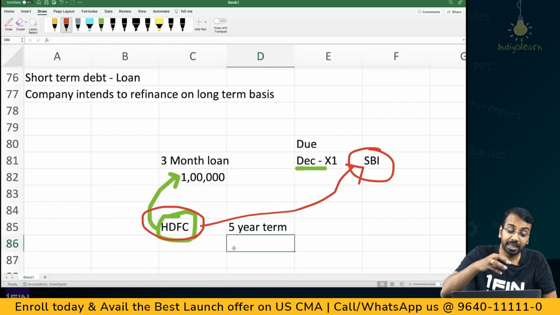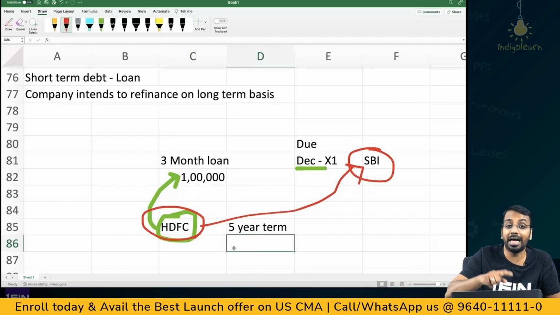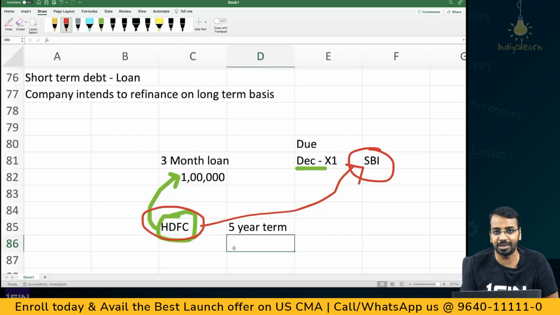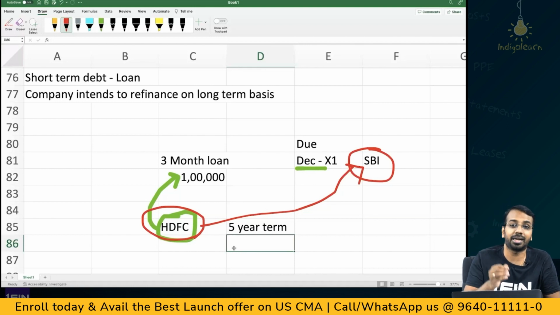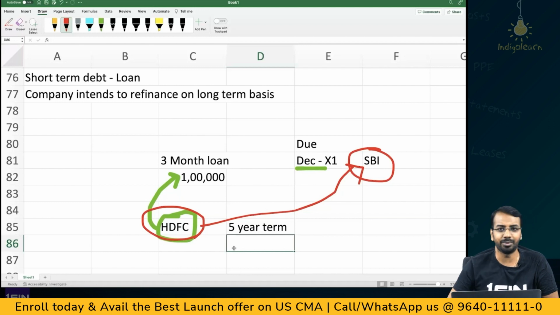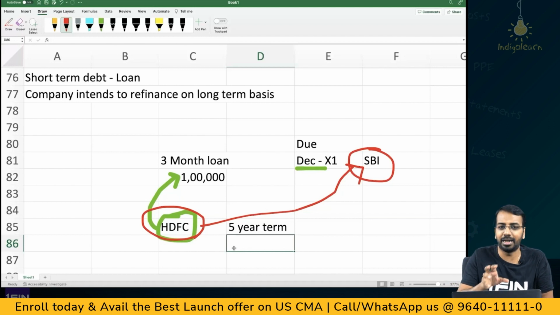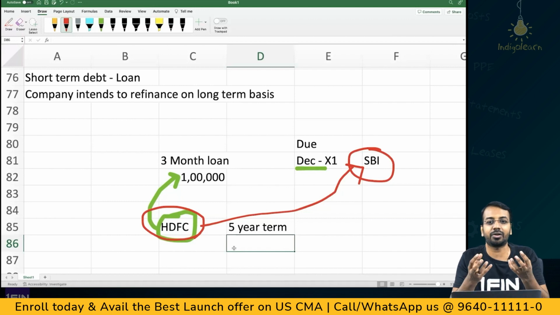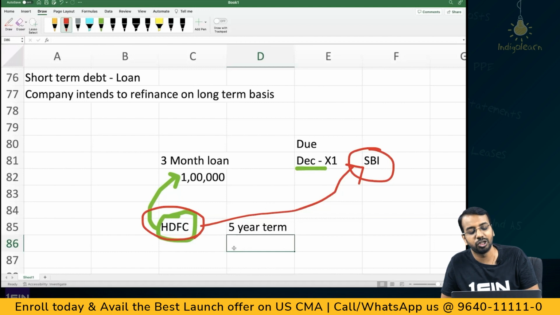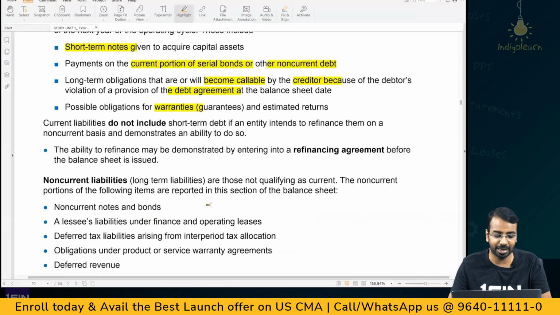I'm repeating once again. If I have taken a short-term loan, but I will refinance it, or I have refinanced it, or a bank has agreed to refinance it, then when it is evident that it will be refinanced, you will not show it as a current liability. You will show it as a non-current liability. If you look out in the market also, you will see a lot of times credit card balance transfer, home loan balance transfer, personal loan balance transfer. So if you're transferring a short-term loan and converting that into a long-term loan, then the actual substance of the loan is a non-current loan, and hence you will classify it as a non-current liability.